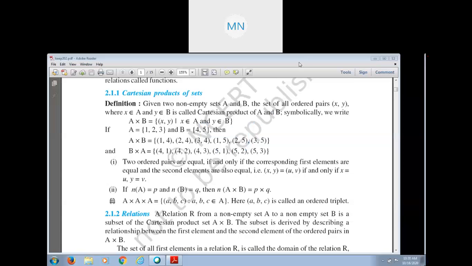In the previous class we discussed relation and Cartesian product. In the group for the MAI students I have already sent the notes of Cartesian product and relation. Have you seen the notes? MAI students, have you seen the notes which are given in the group?